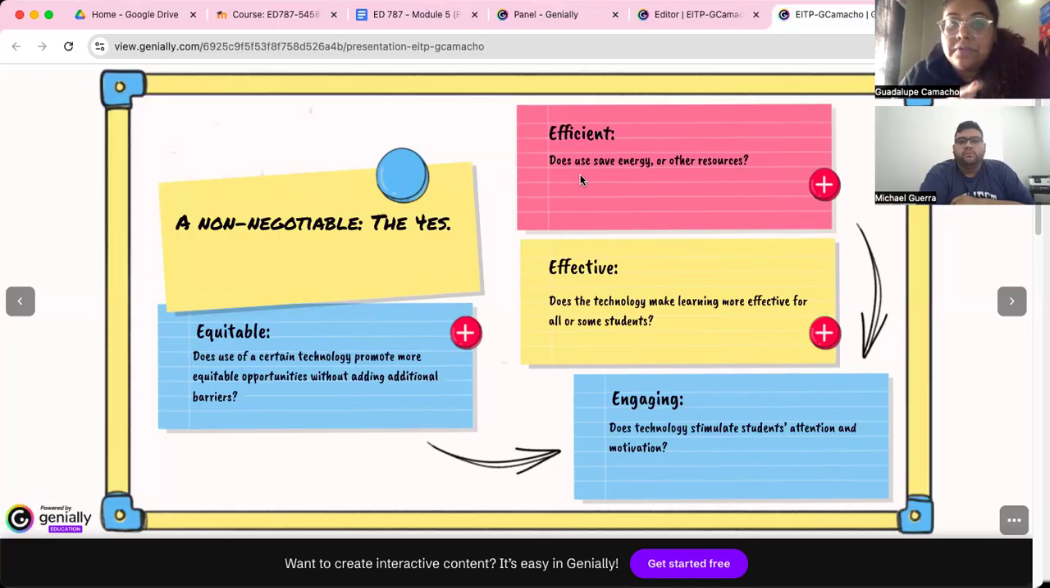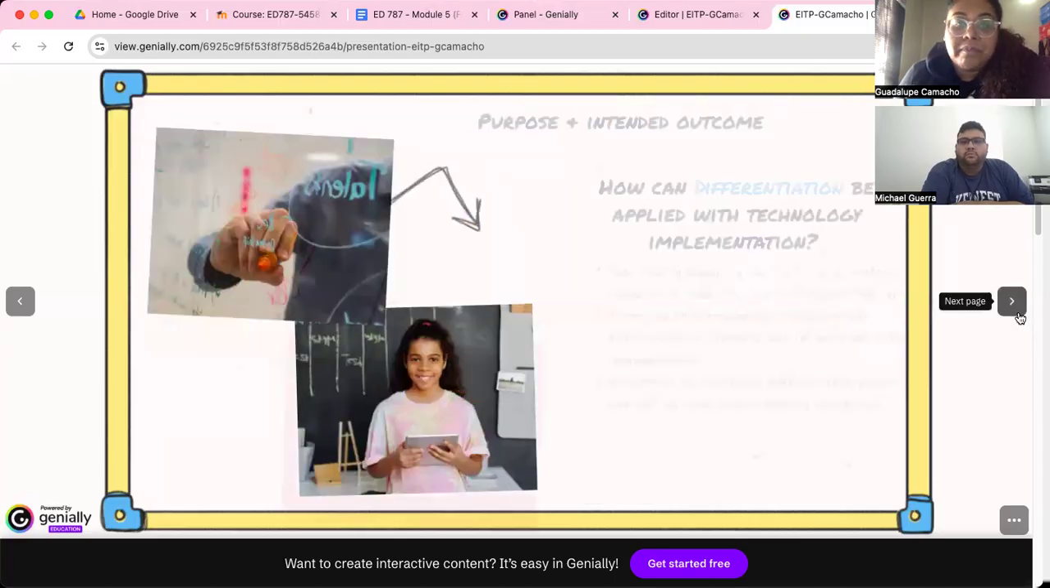This is one of those things that I want you to consider whenever you get stuck with this problem. These four E's: am I doing this? Does it have a purpose? Is it engaging? Is it actually going to help my students? This is a non-negotiable in my opinion.